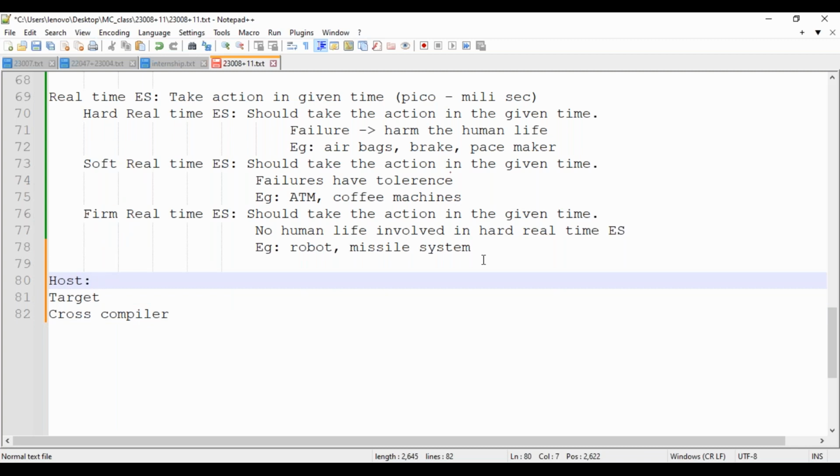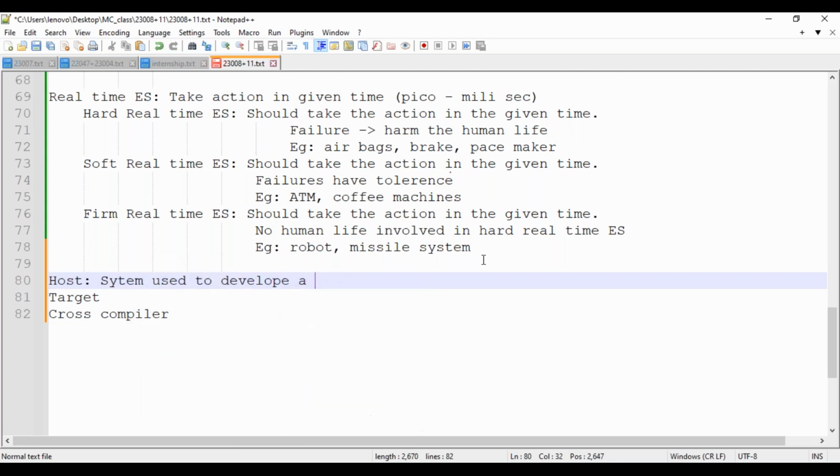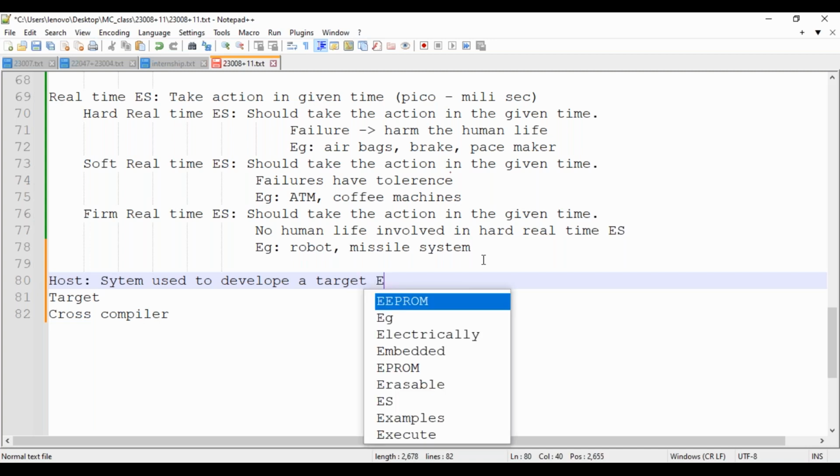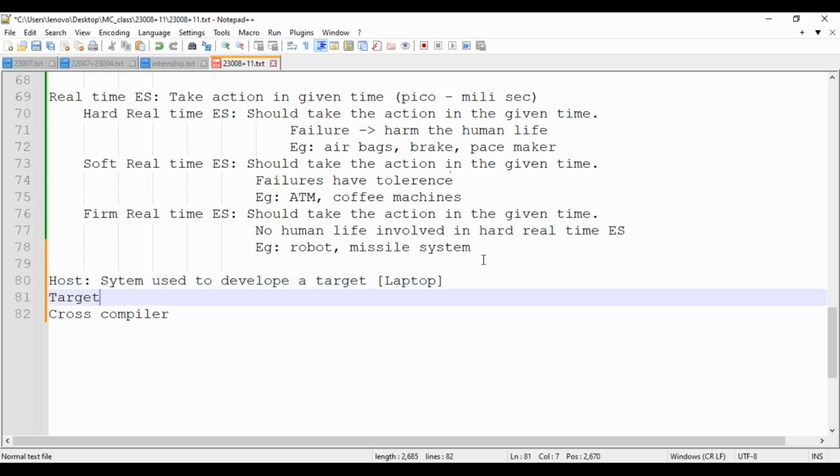Now what is a host? Host is nothing but a system used to develop a target. That is, the system which we use to have a target developed is the host. In our case it is just your laptop. So we are using the laptop to design an embedded system, so that is the host.